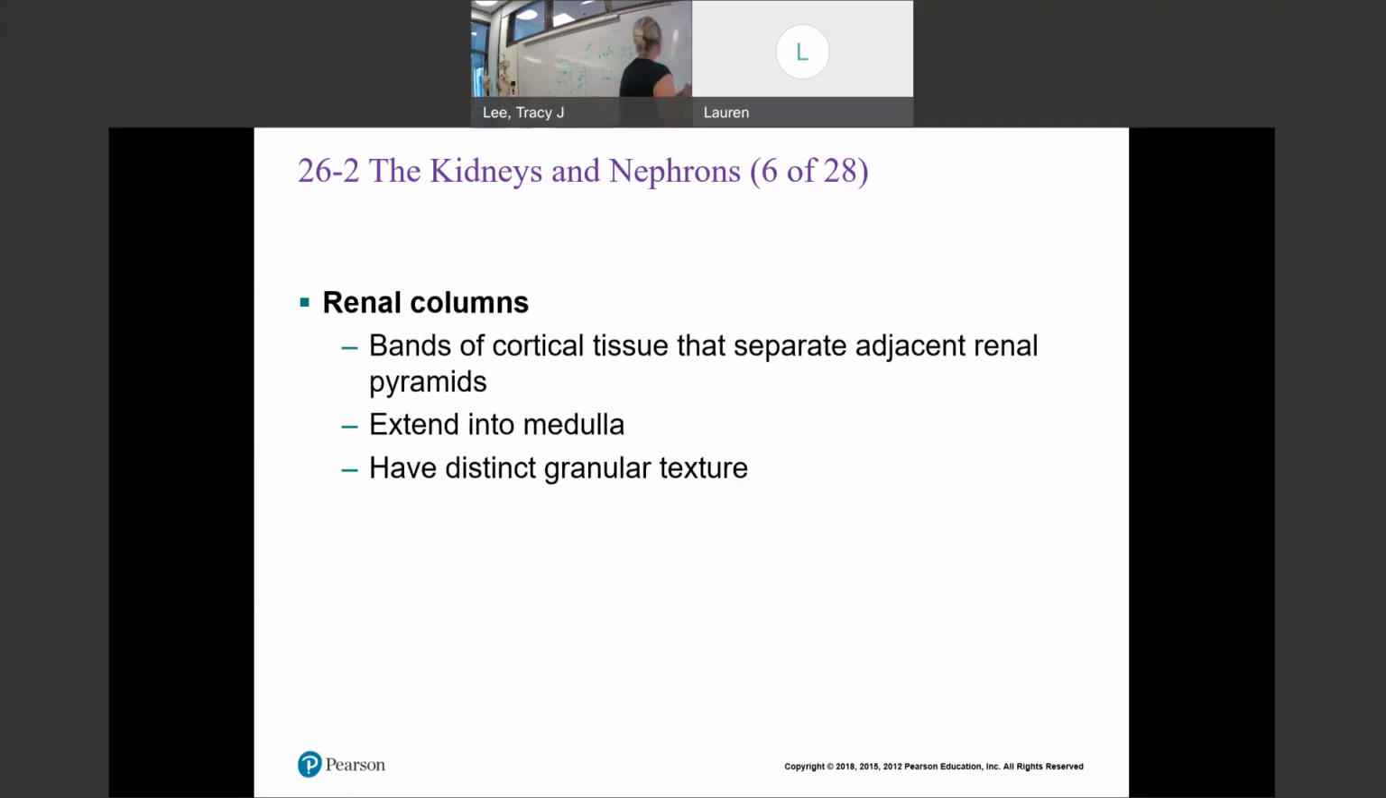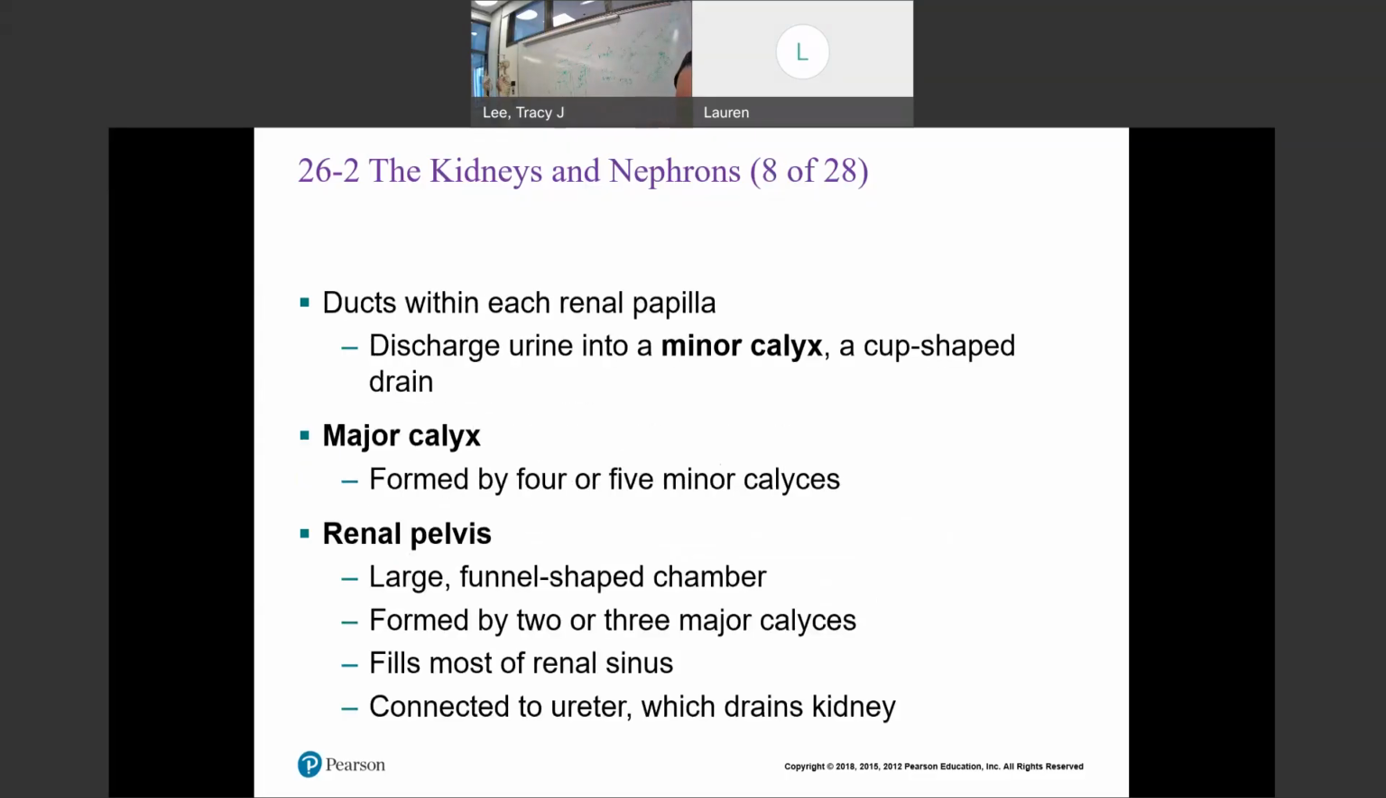Renal columns are just the spaces between my pyramids. So if this is my pyramid, this is a renal column right there between those pyramids. We're going to skip that.